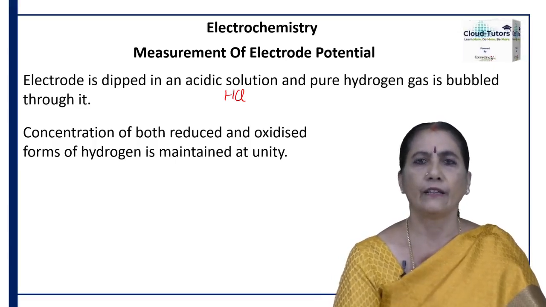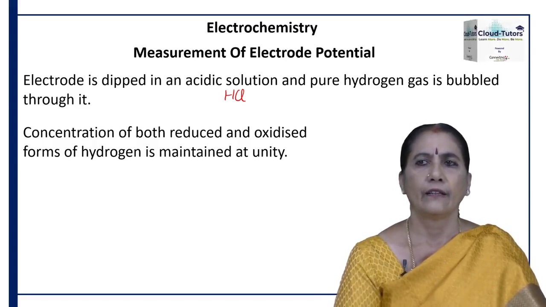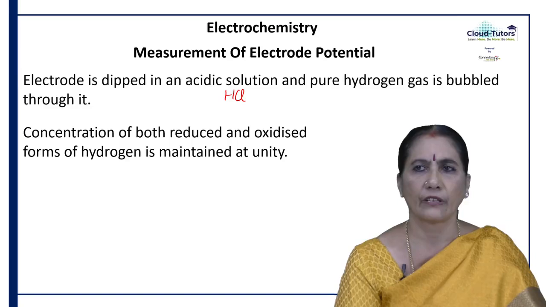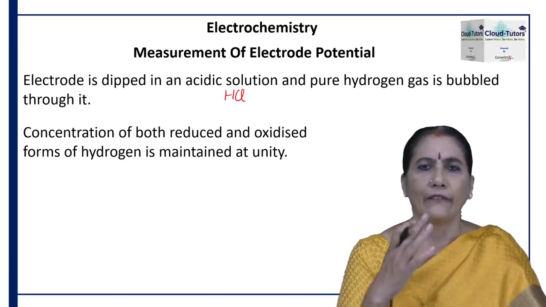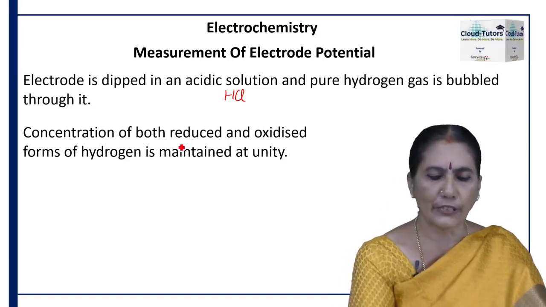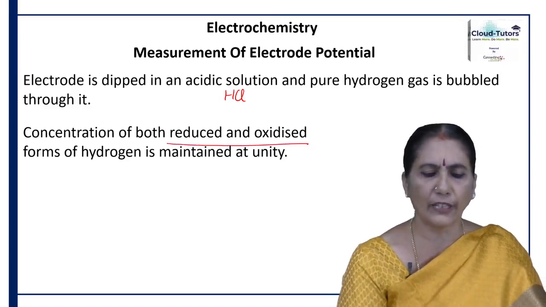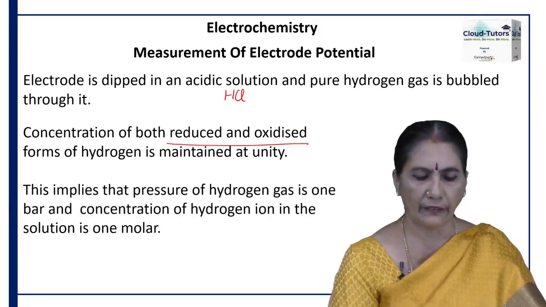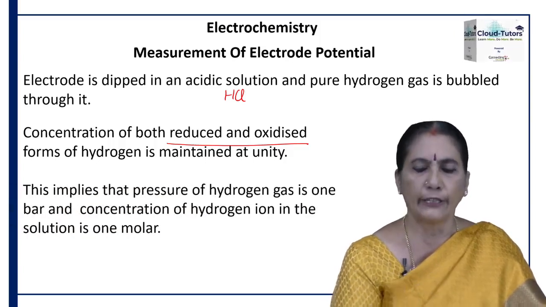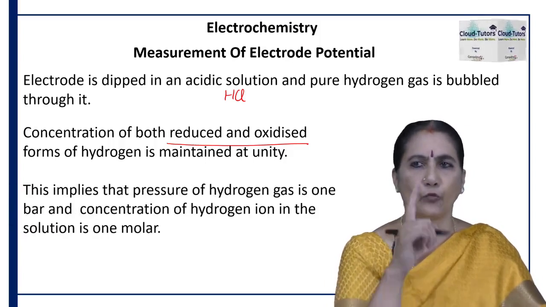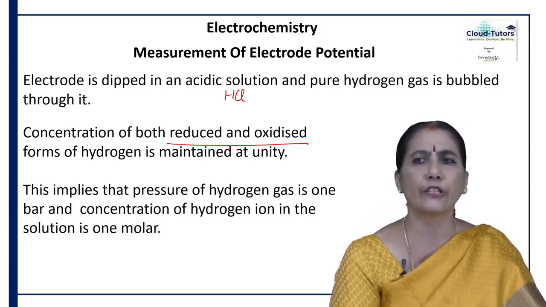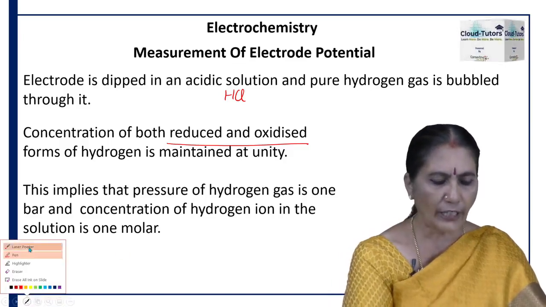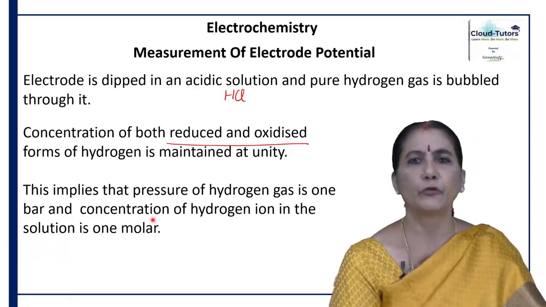Immediately, if you see, the hydrogen gas bubbles come in contact with H. At that time, the concentration of both the reduced and the oxidized forms of hydrogen is maintained at unity. This implies that the pressure of the hydrogen gas is 1 bar, and the concentration of hydrogen ion is obviously equal to 1 molar, which means 1 M.